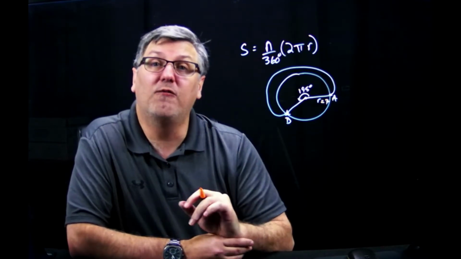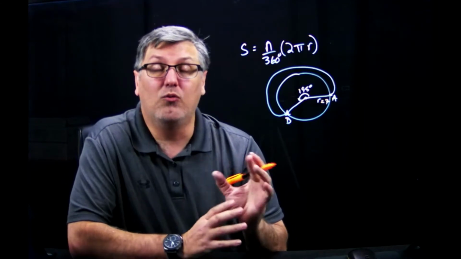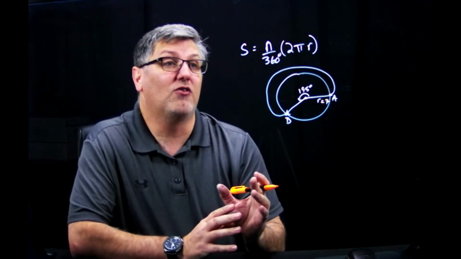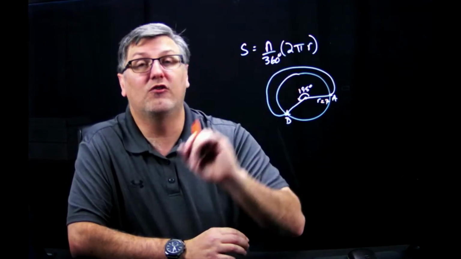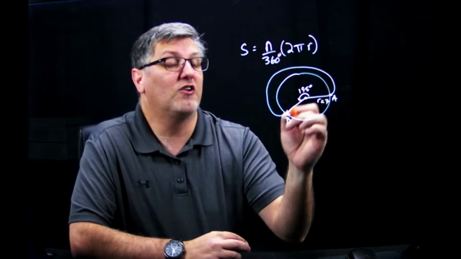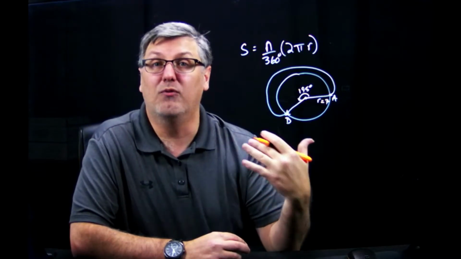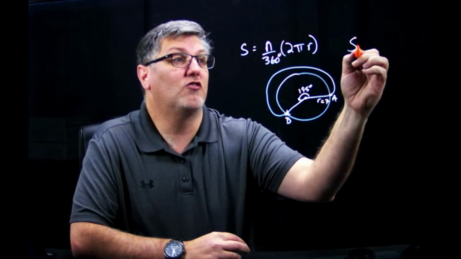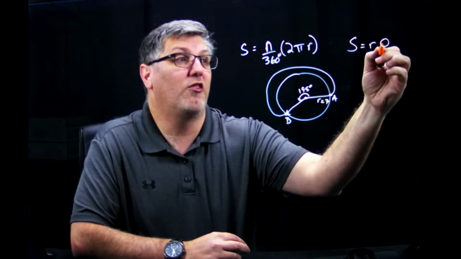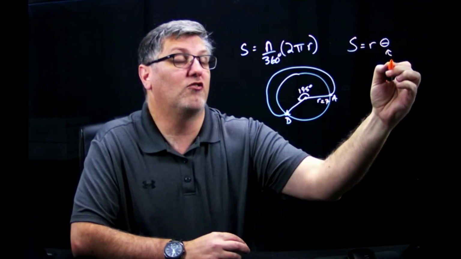However, there is a different formula that we're going to use, and it's really going to be based on, if you're given a degree, I would use this formula. But if you're given your central angle in terms of a radian, you can just use the simplified version of S equals r theta, where theta is your central angle.